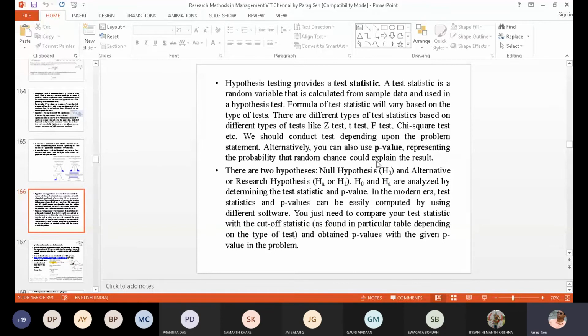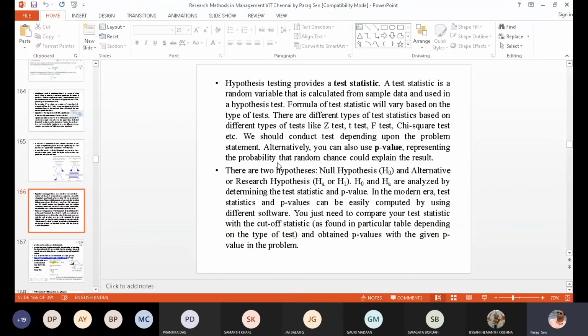You can take the decision of the hypothesis testing either from the value of the test statistic, or also you can take the decision based on the p value, and they correspond to each other. That means the p value is calculated only based on the test statistic.